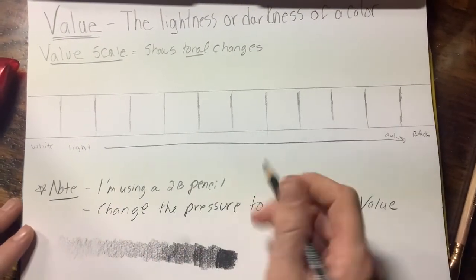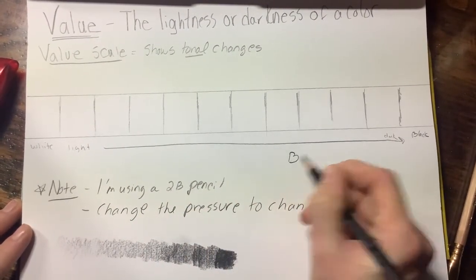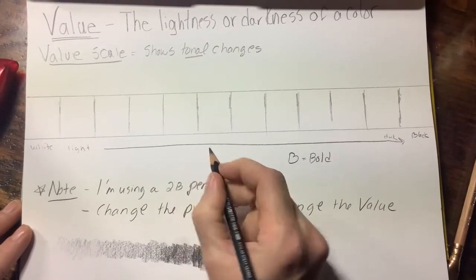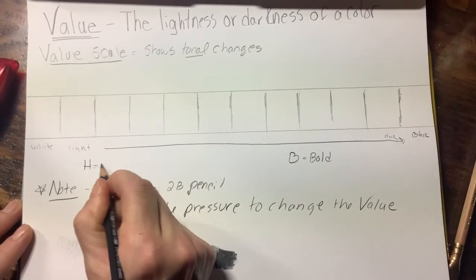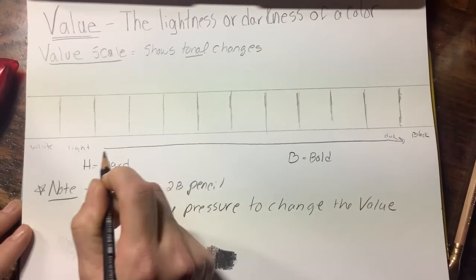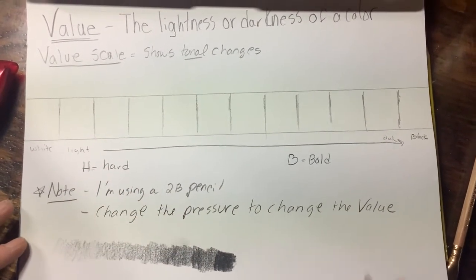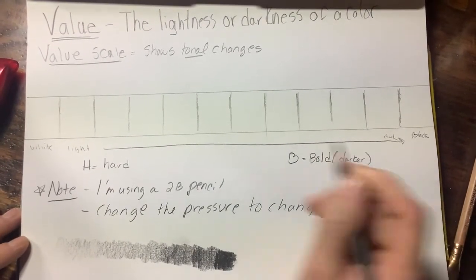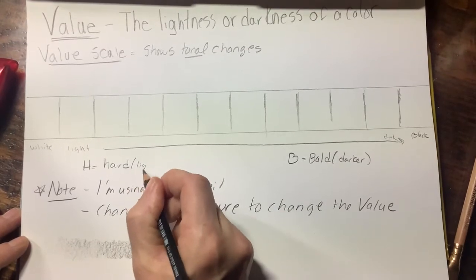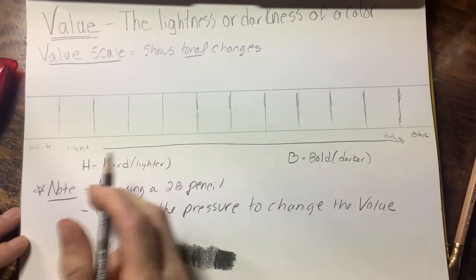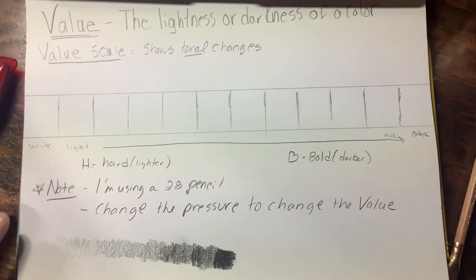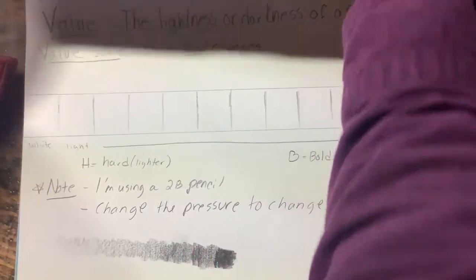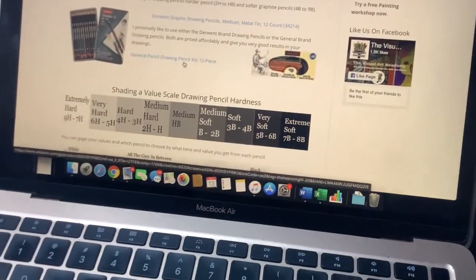B stands for bold. B equals like bold. And then H pencils equal hard. So your harder leads are going to be lighter and your bolder leads are going to be darker. Just for your knowledge here. Everyone has sort of different pencils that they're working with, so that handout that I provided is something you can refer to.